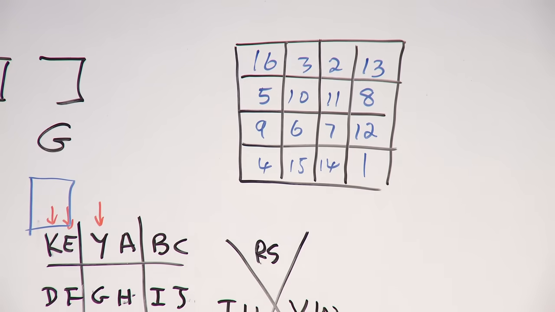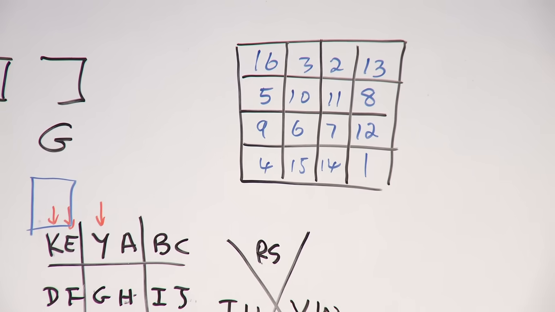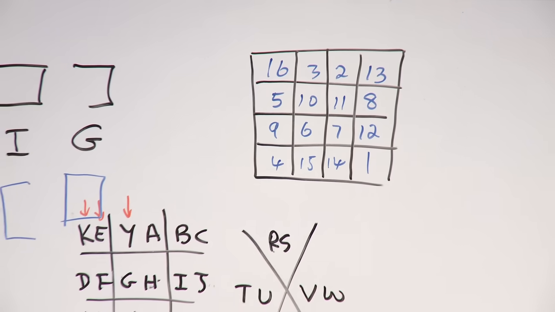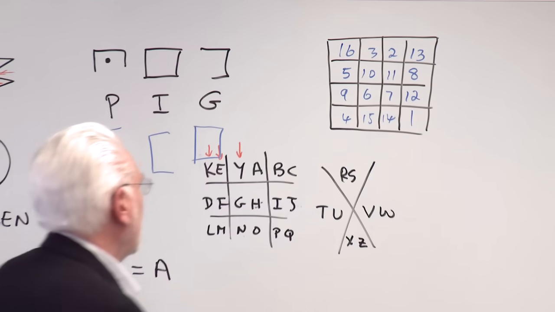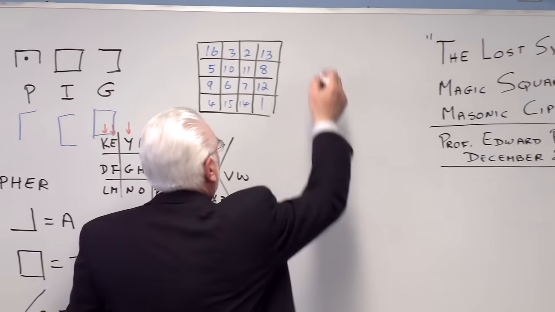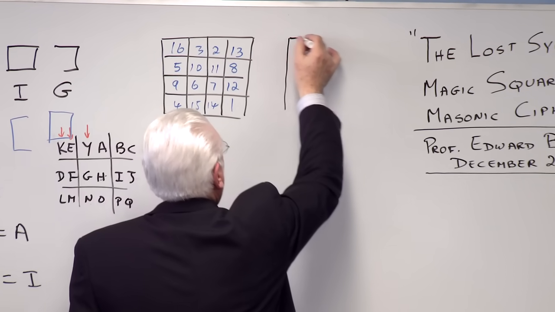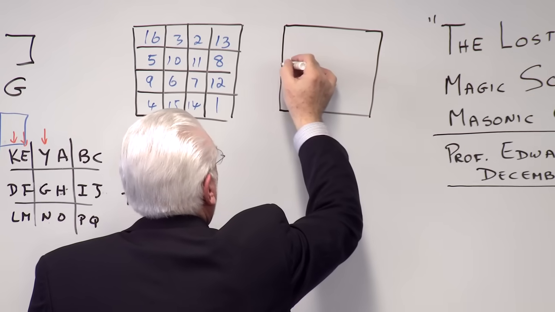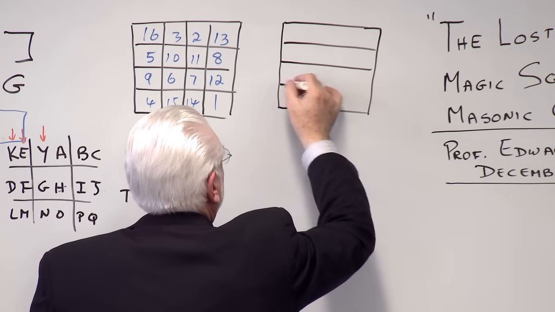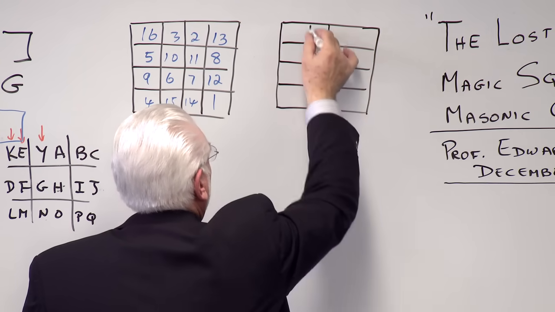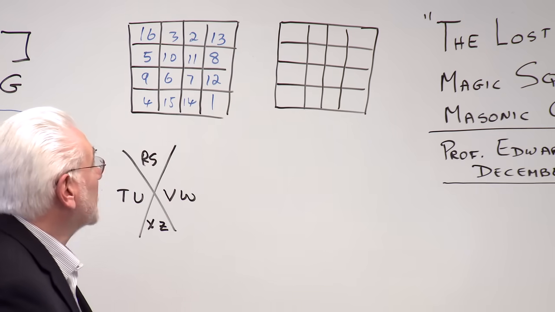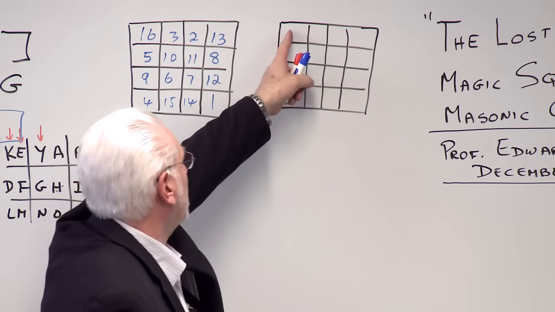Okay, now let me show you how to make this 4x4 magic square according to Durer's directions. Durer said that for a 4x4 magic square, all you have to do, and this is guaranteed to come out every time, is start either here or here.